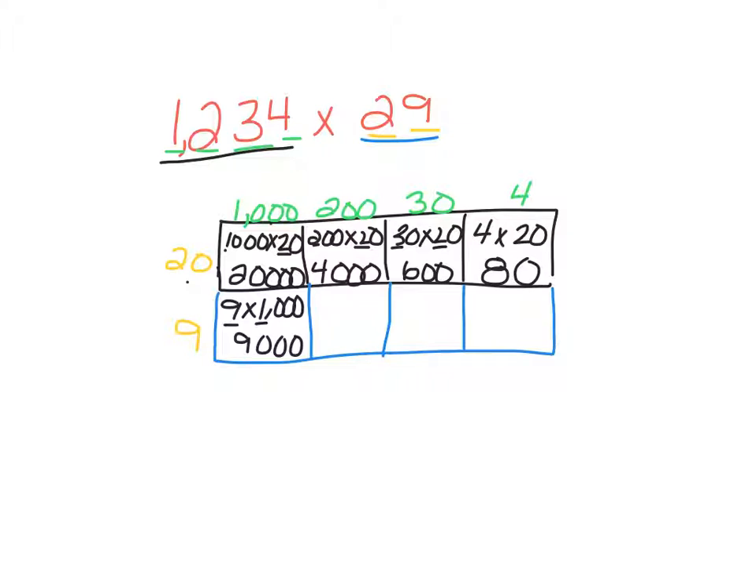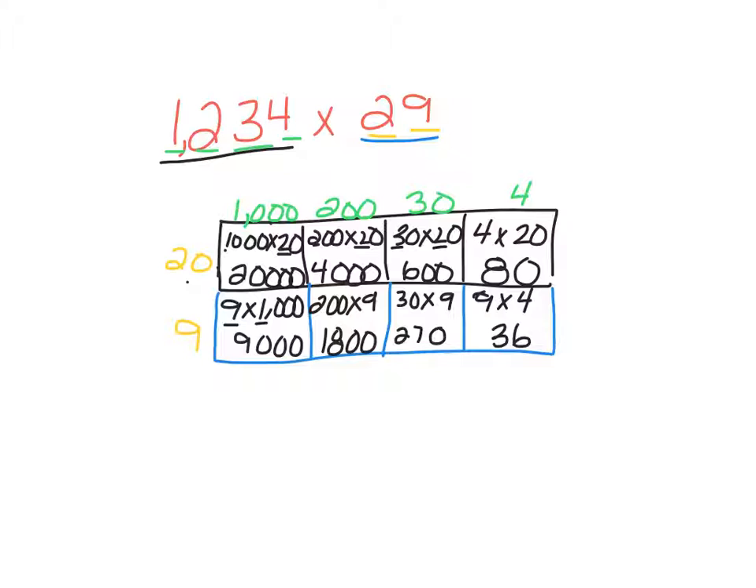Then we're going to take 200 times 9, so 9 times 2 is 18, add 2 zeros. And we're going to take 30 times 9, so 9 times 3, which is 27, add a 0. And then we take our 9 times 4, or 4 times 9, and it's 36.